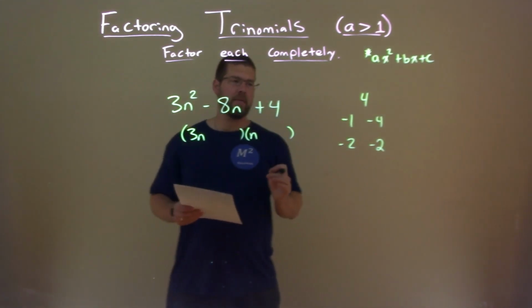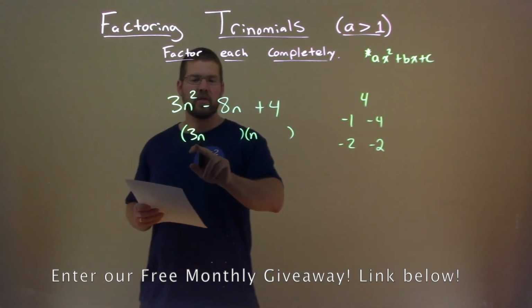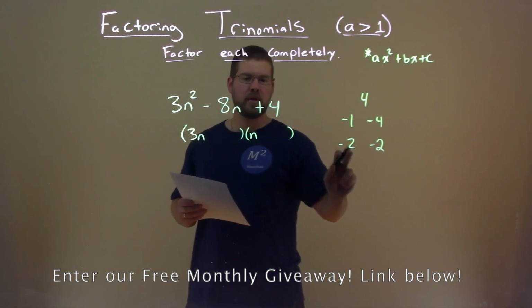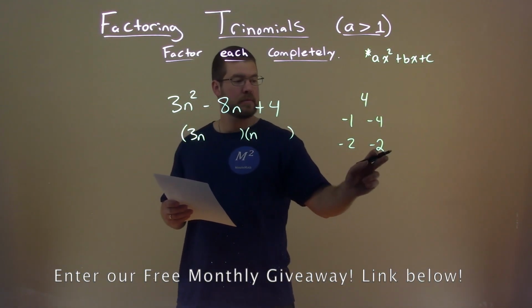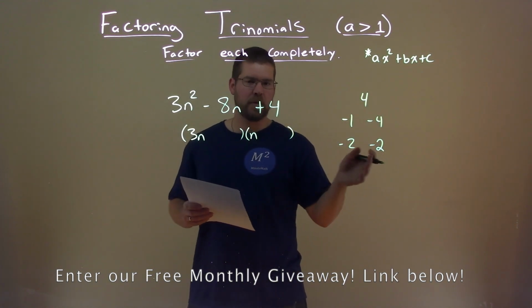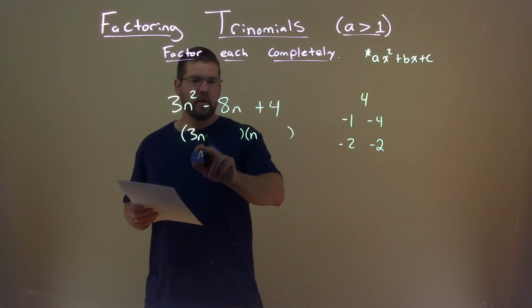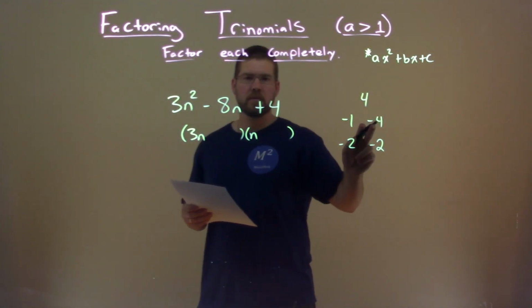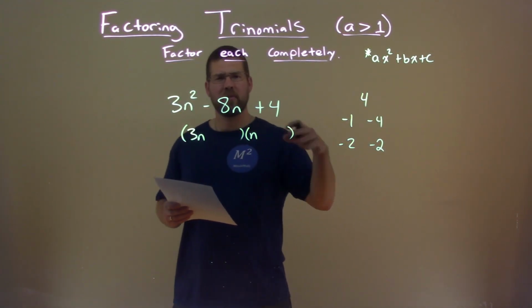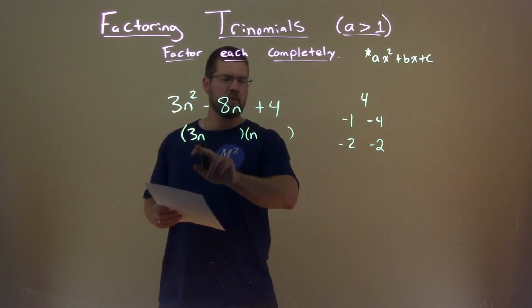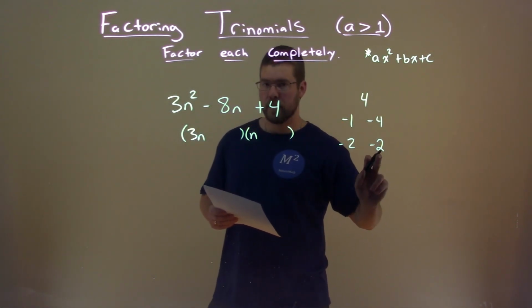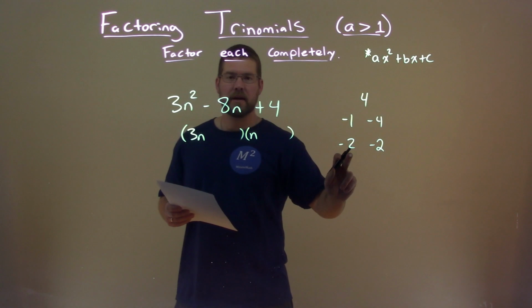So now I'm looking at this and saying, okay, 3 times one of these numbers plus the other number, which one gets me negative 8? Well, if I go 3 times a negative 4, I get a negative 12, plus another one, negative 13. No. 3 times a negative 2, on the other hand, is a negative 6, plus a negative 2 is a negative 8.